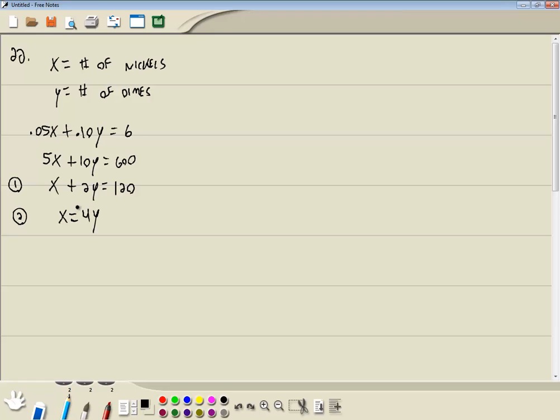Probably the substitution method's the easiest here. I'm going to plug in x equals 4y. I replace the x here with 4y. So we've got 4y plus 2y is equal to 120. 4y plus 2y is 6y equals 120. Divide both sides by 6, and you get y is equal to 20. Then we got this equation, x equals 4y. So I'll put 20 in for the y. 4 times 20 is 80. So I'll have 80 nickels.